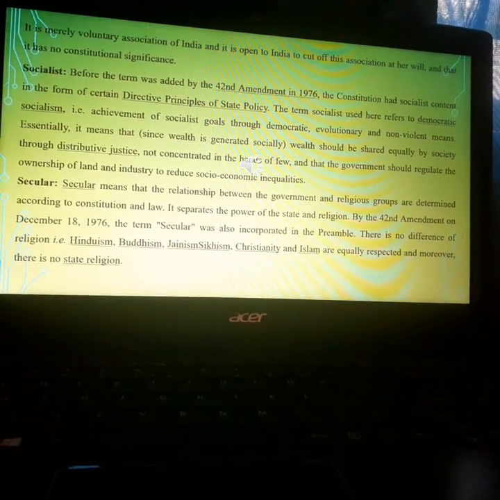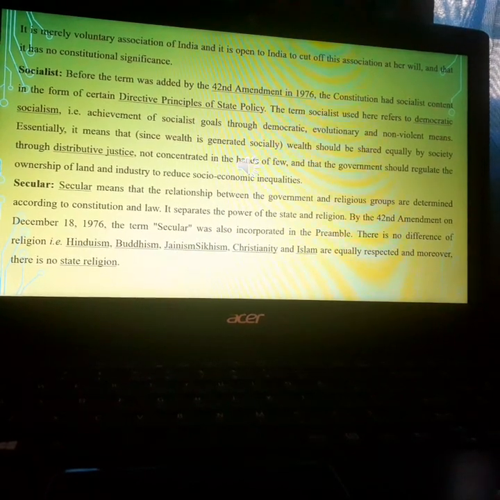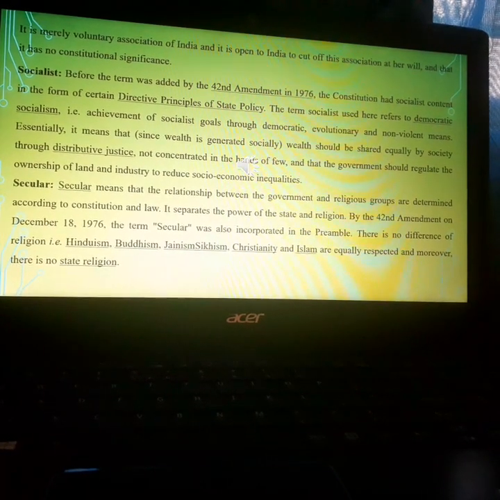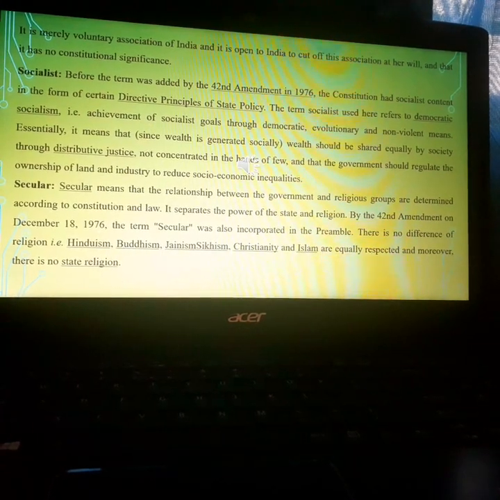It is merely a voluntary association of India, and it is open to India to cut off this association at her will, and it has no constitutional significance.